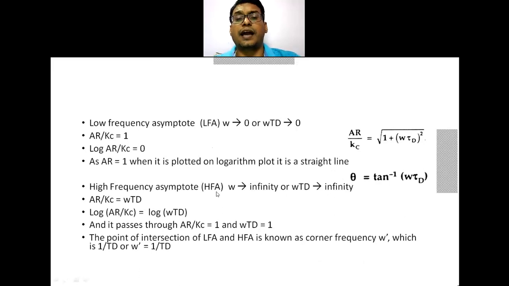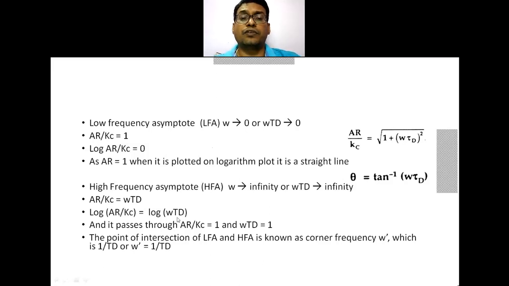Then the high frequency asymptote, omega tends to infinity. So amplitude ratio upon Kc is equal to omega tau d, substituting omega with higher values. So log of this will be equal to log of omega tau d.